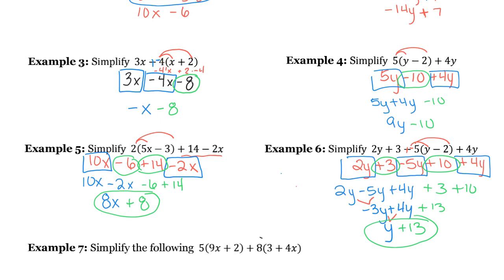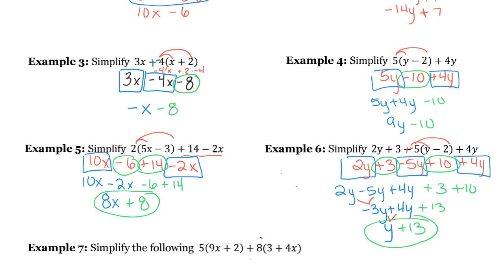All right, so what's crucial here is that you watch some of your signs. Okay? So you're really distributing a negative 5 to both the y and the 2. So that's how I get negative 5y plus 10. Okay, if you got -10, the whole answer is going to be thrown off. So just be really careful and watch your signs.